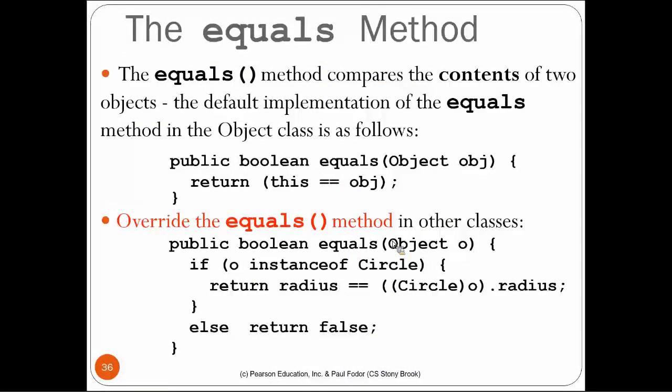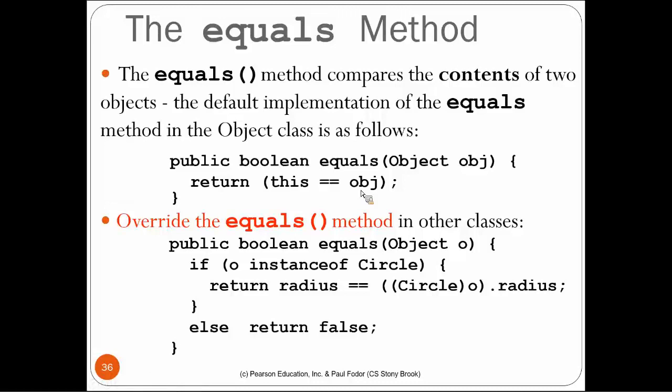Now, also one of the methods defined in the object class is the equals method. It compares the contents of two objects. The default implementation of equals in the object class is that it compares the references. Thus, the current object, which is symbolized by the this keyword, is equal to the object that is passed as parameter. So in this case, it compares the two references. Is the reference stored in this the same as the reference stored in object?